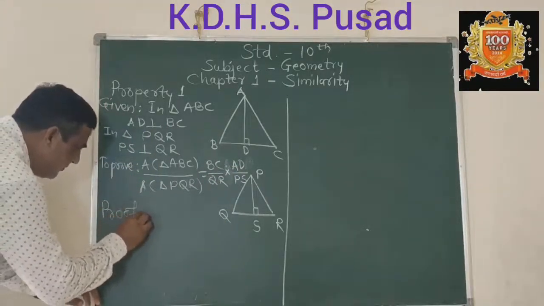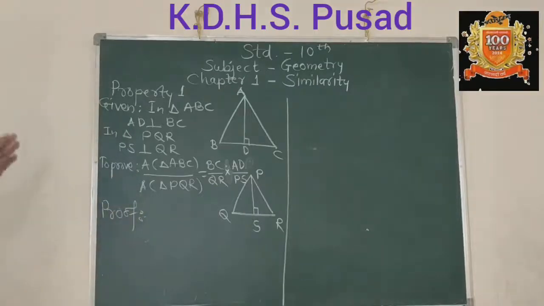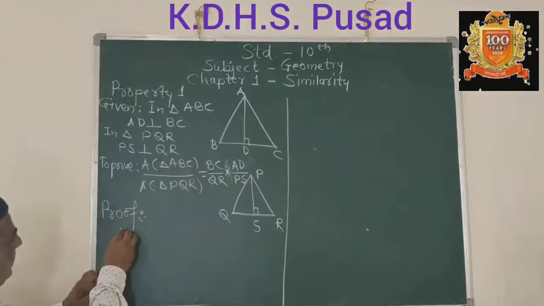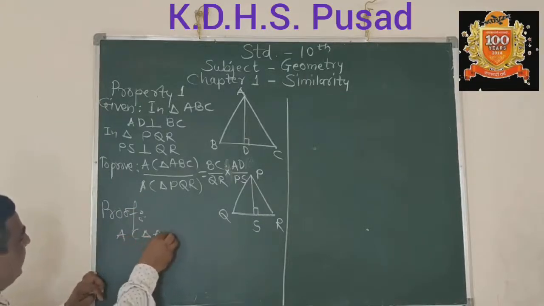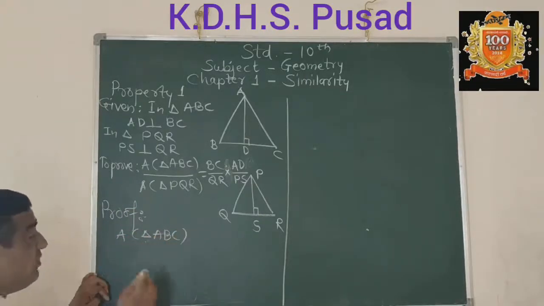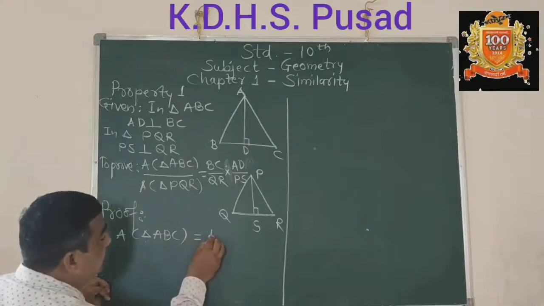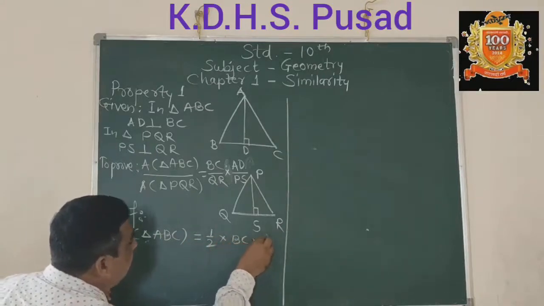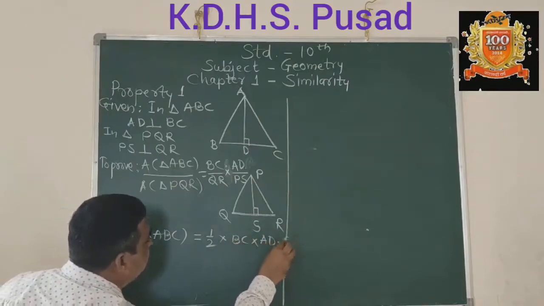Let's start the proof. As we know, the area of a triangle, so here the area of triangle ABC. And what is the formula for that? Half into base into height. What is the base here? BC into height AD. Mark equation 1.